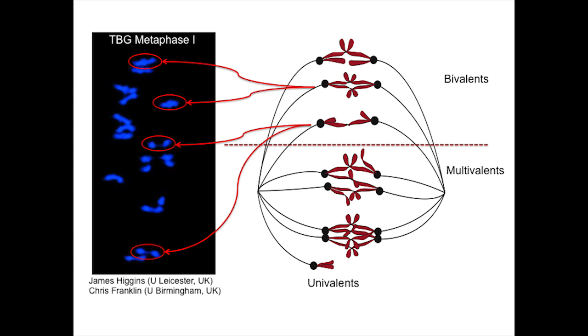So these are some examples of the shapes. So these ones are probably having single crossovers. These ones, I don't know, maybe one or two.